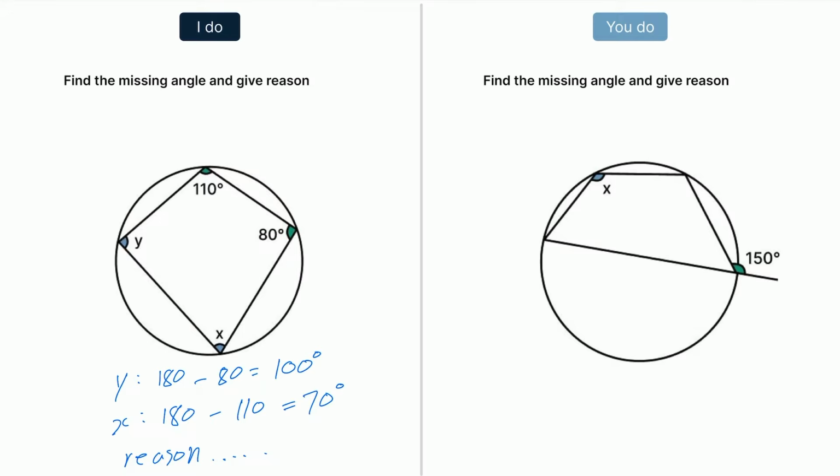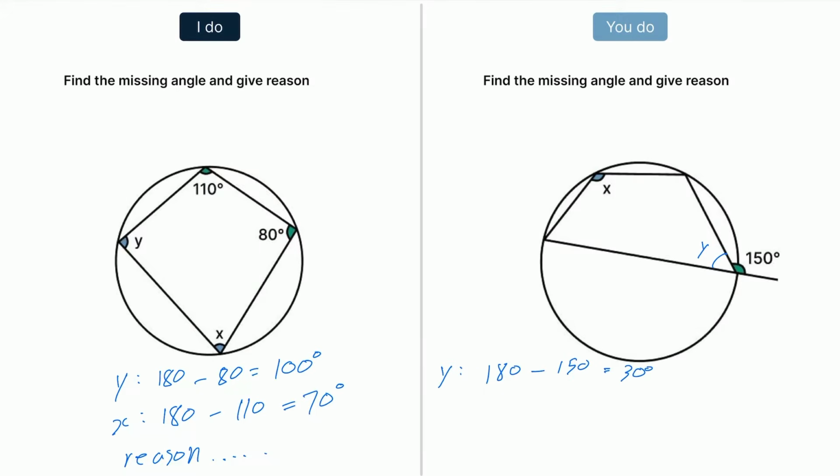Now, the one on the right, hopefully you've pressed pause and had a go, and it might seem a bit strange at first. So firstly, does it have 4 points on the circumference? Yes, that means it's a cyclic quadrilateral. So secondly, angles on a straight line is what we need to use here as well. So angles on a straight line mean this is going to be 180 take away 150, and we can call this y. Let's just say y is equal to 30 degrees.